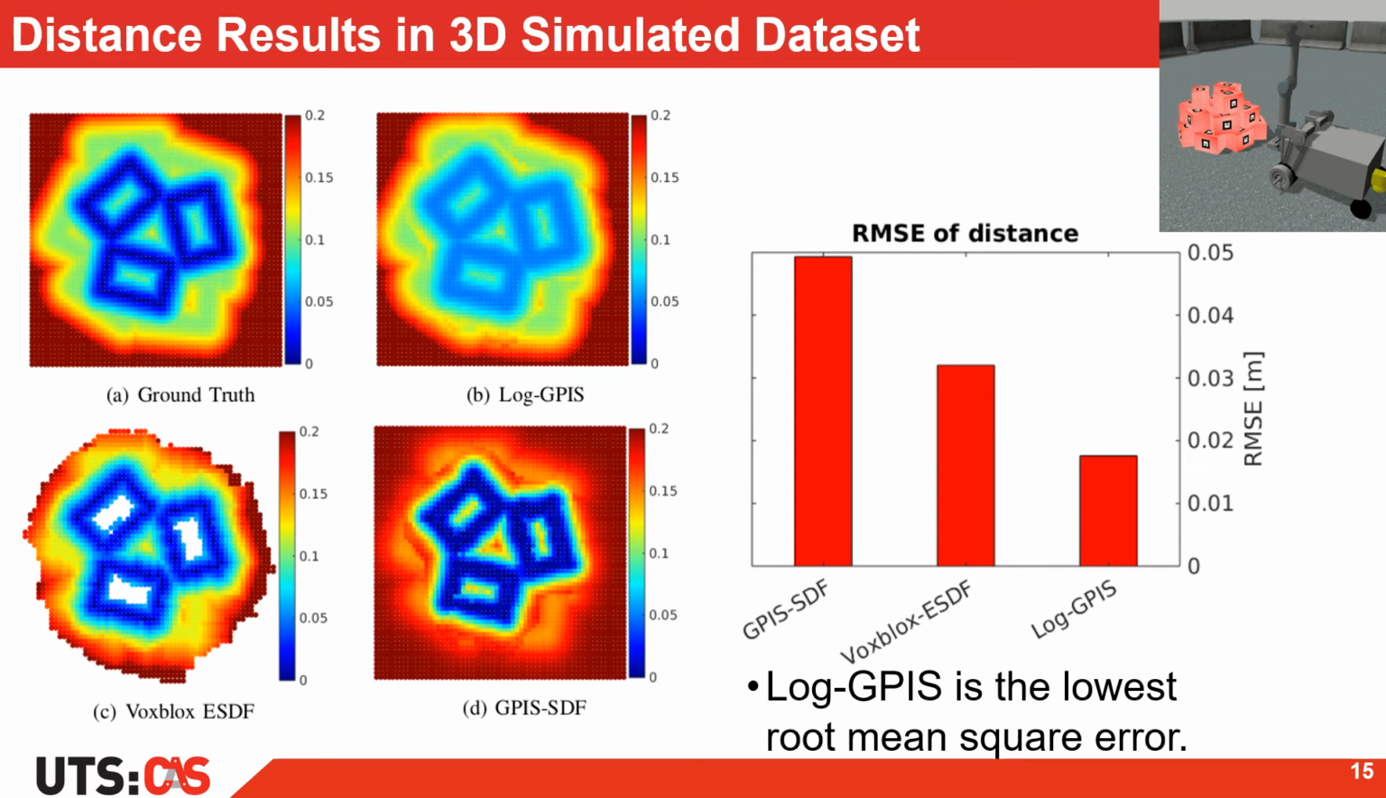Next are the distance results in 3D simulated data. We compare log GPS with GPS SDF and VoxBlocks, a mapping approach proposed by ETH. The dataset consists of a pile of boxes simulated in Gazebo. A cross-section of the simulated environment illustrates the distance values. As a quantitative measure, we compute the root mean square error for all the approaches. Our method produces the most accurate distance estimation.